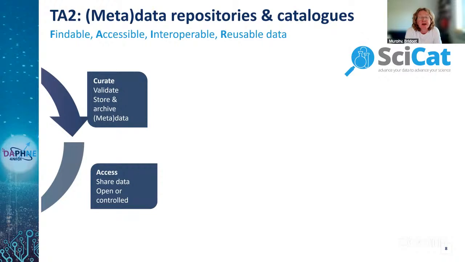The second task area, here, this is where we deal with metadata repositories and catalogues. This is making the data FAIR: findable, accessible, interoperable, and reusable. So when the data is collected, we want to be able to curate it, to validate it, to store and archive the metadata, and also to provide access, to be able to share the data either open or in a controlled manner. It's quite common in our community that there's an embargo period and that the data will be shared about 3 years after the experiment is initially carried out.